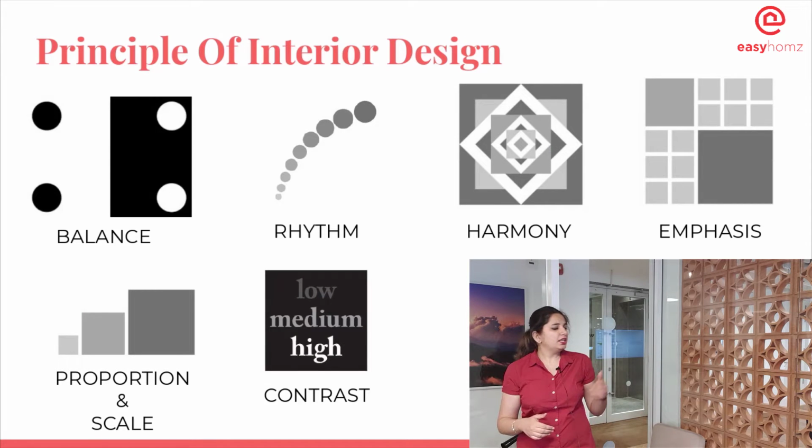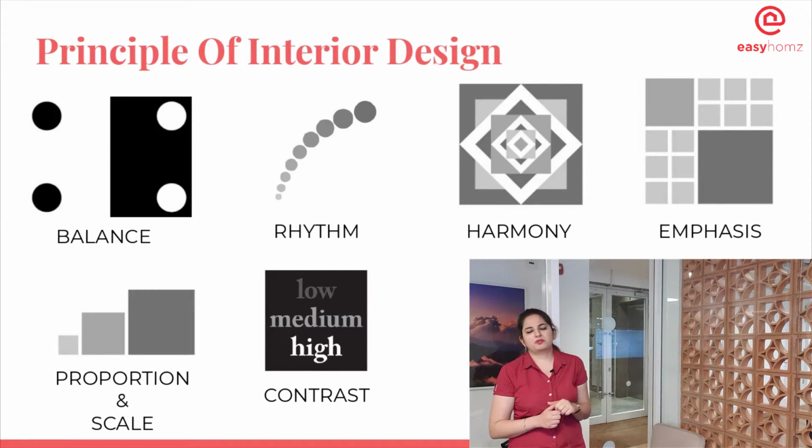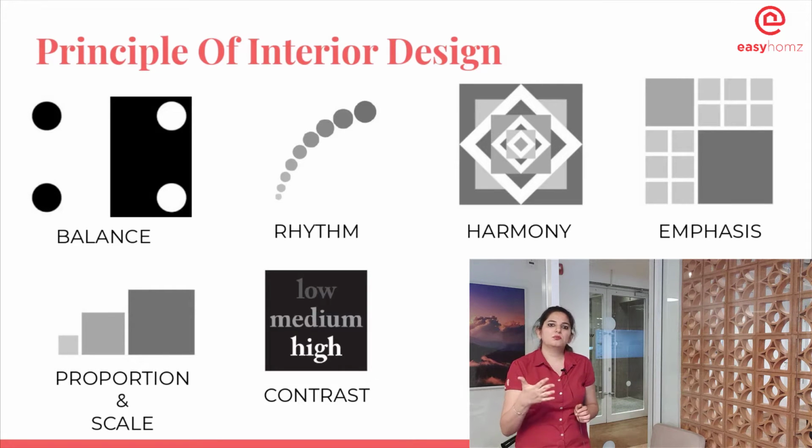In design, what is most desirable is to have a balance between diversity and order. Order can be achieved in many ways using any of the following visual design principles. These are balance, rhythm, unity and harmony, emphasis, scale and proportion, and contrast.